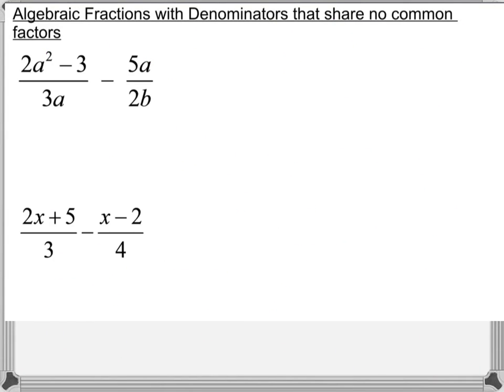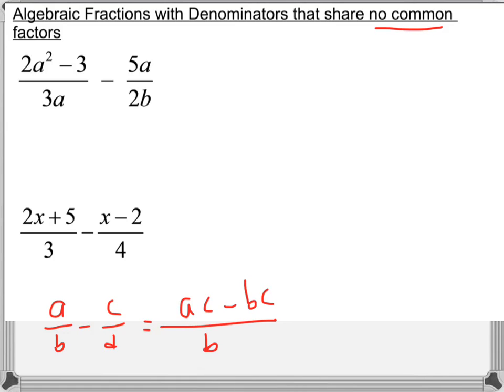Now finally we get to the third type of algebraic fractions, those with no common factor. Now these actually turn out to be a little easier because we can use that a over b minus c over d is the same thing as ad minus bc over bd. Remember, we could change this to a plus if we wanted to, so I'm going to put this in blue, and that would change to a plus.